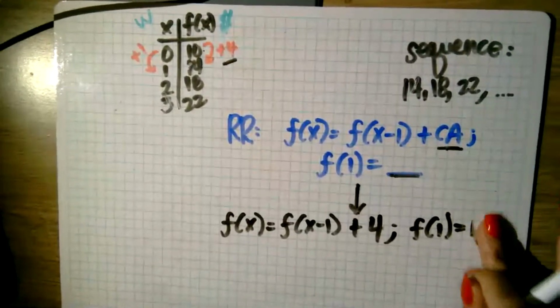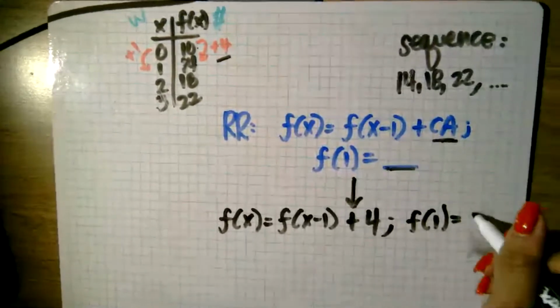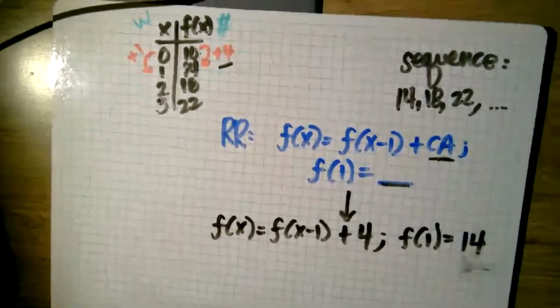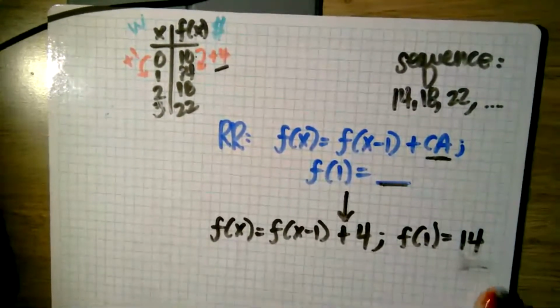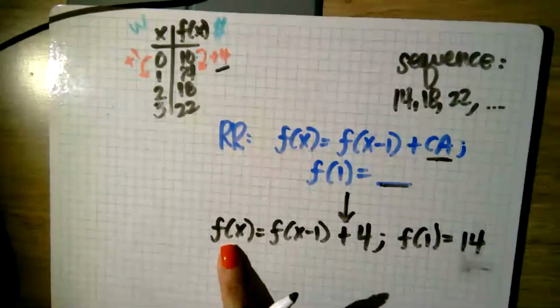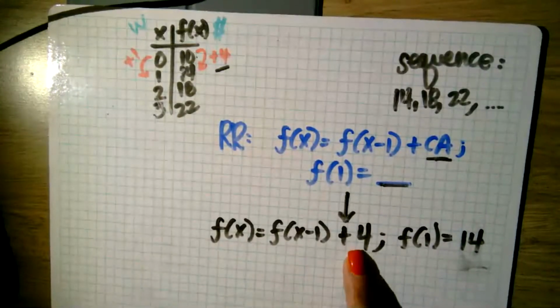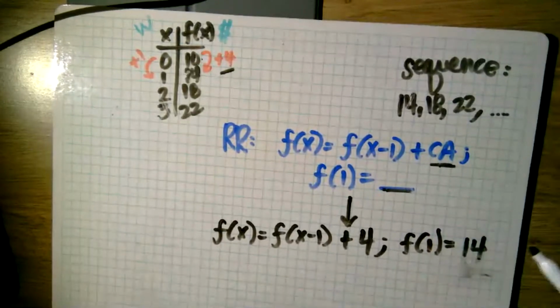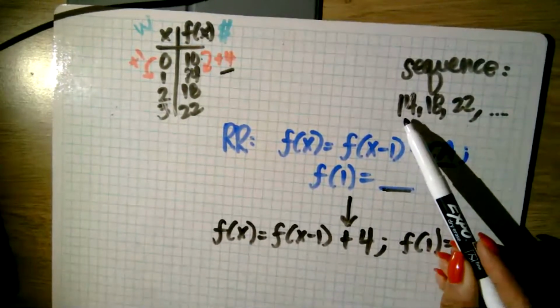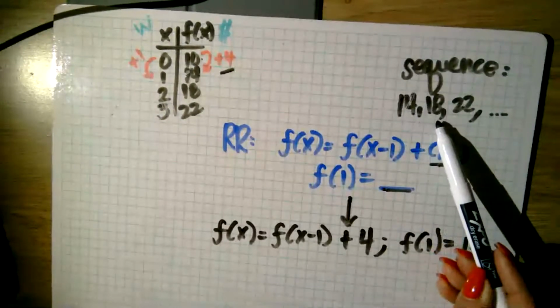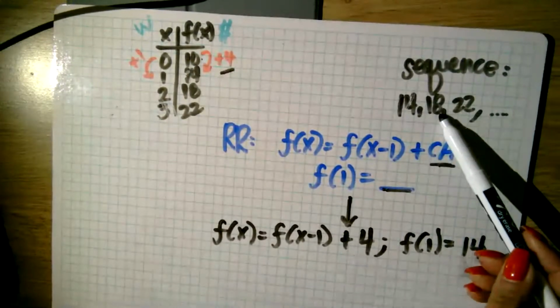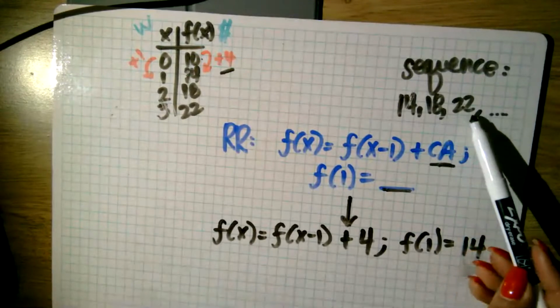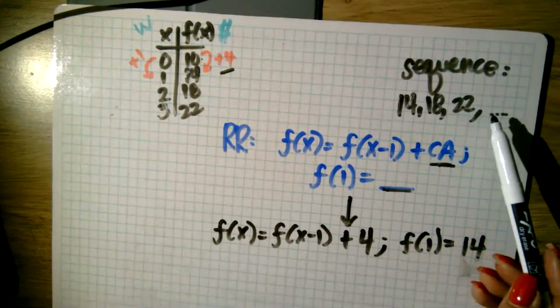I mean, f(1) equals 14. My bad. Okay, so let's see if that makes sense. To get the next output, I look at the previous one and add 4 to it, and the first output I'm going to be looking at is 14. So let's see if that makes sense on the sequence. 14, I want to get to the next one, so I add 4 to it, so 18. To get to the next one, I add 4 to it, that's 22, and so forth.